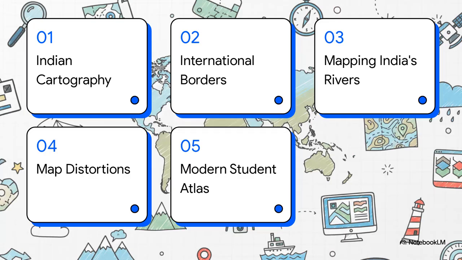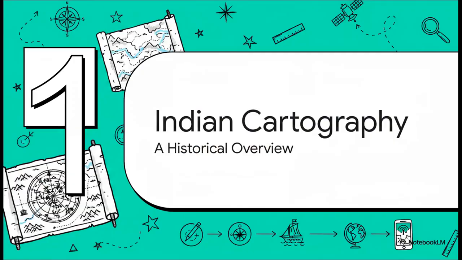To get us there, we've got a structured, 5-part agenda today. We are covering 1. The history of Indian cartography, 2. India's international borders, 3. Mapping India's rivers, 4. Distortions in world maps, and 5. The modern student atlas. All right, let's jump right into Section 1, History of Indian Cartography.